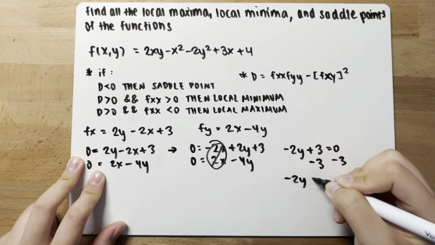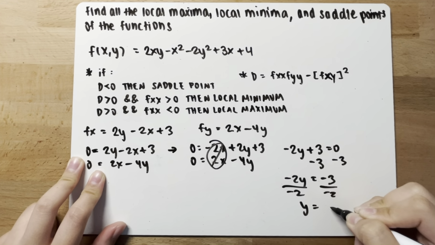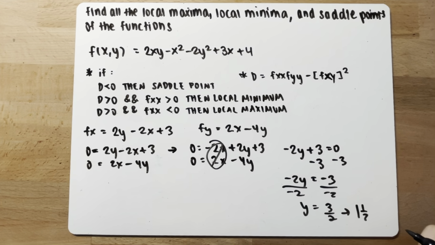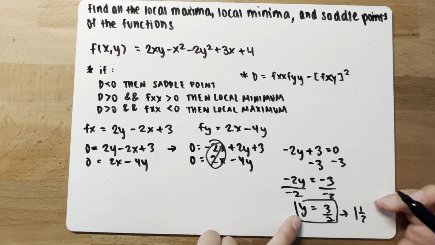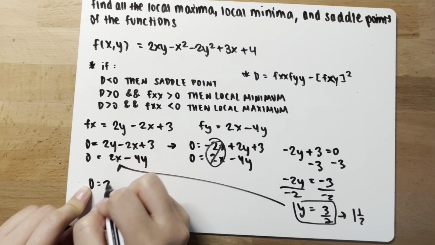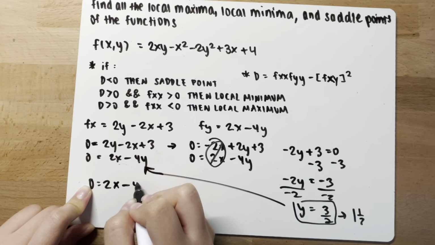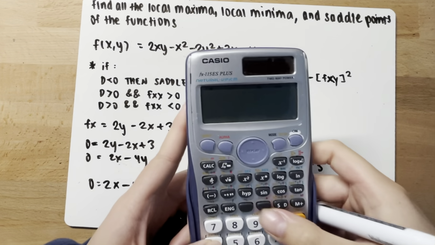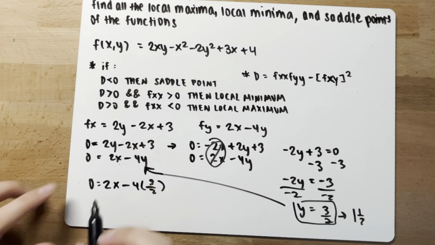You have negative 2y equals negative 3, divided by negative 2. You have y equals 3 over 2, which is 1 1/2. Okay, now you are going to substitute this back into this equation. So you have 0 equals, no, it would be over here, this equation, 2x minus 4 times 3 over 2. So evaluate 4 times 3 over 2. You are going to have 6.